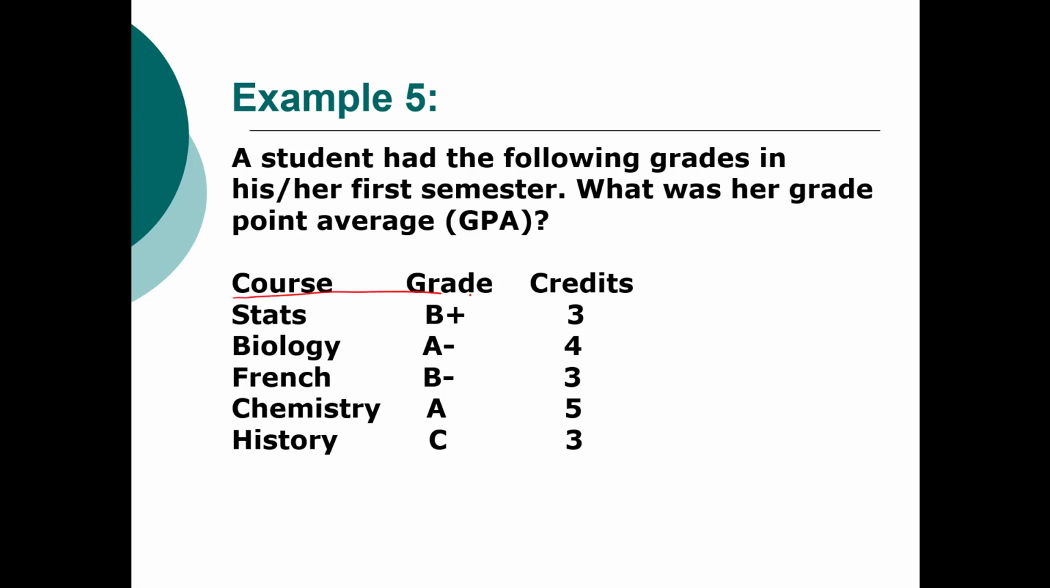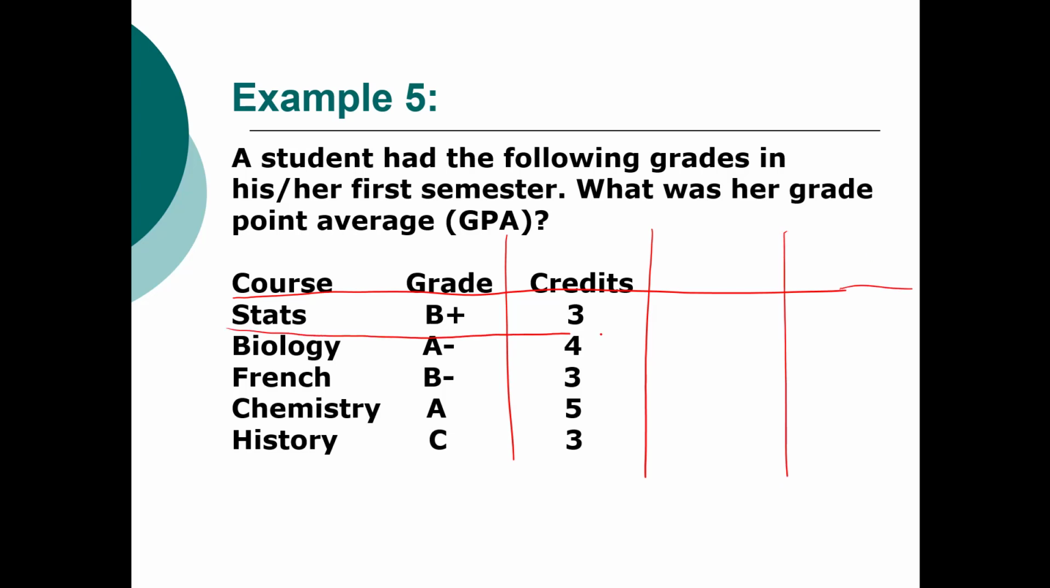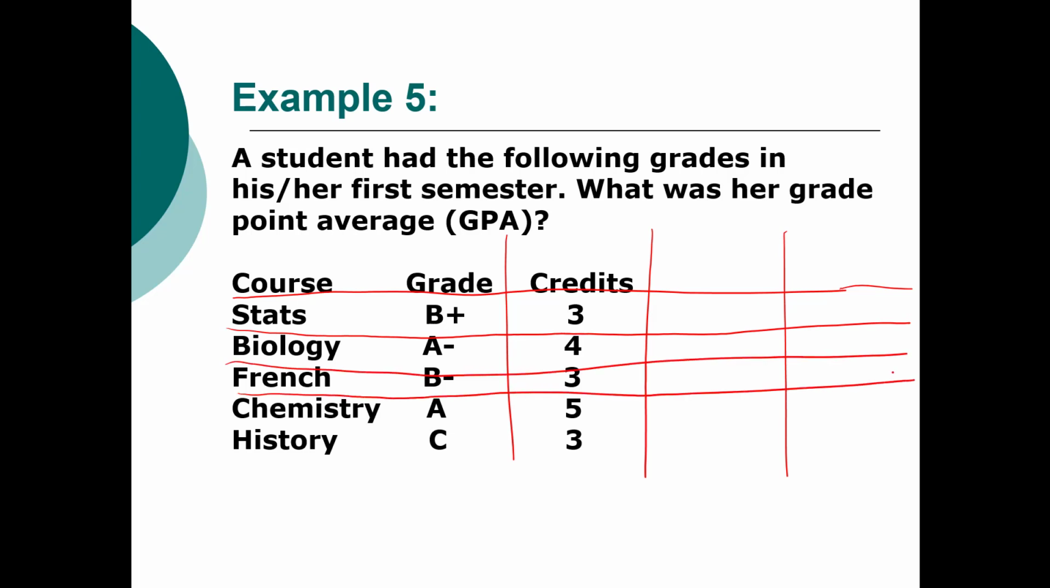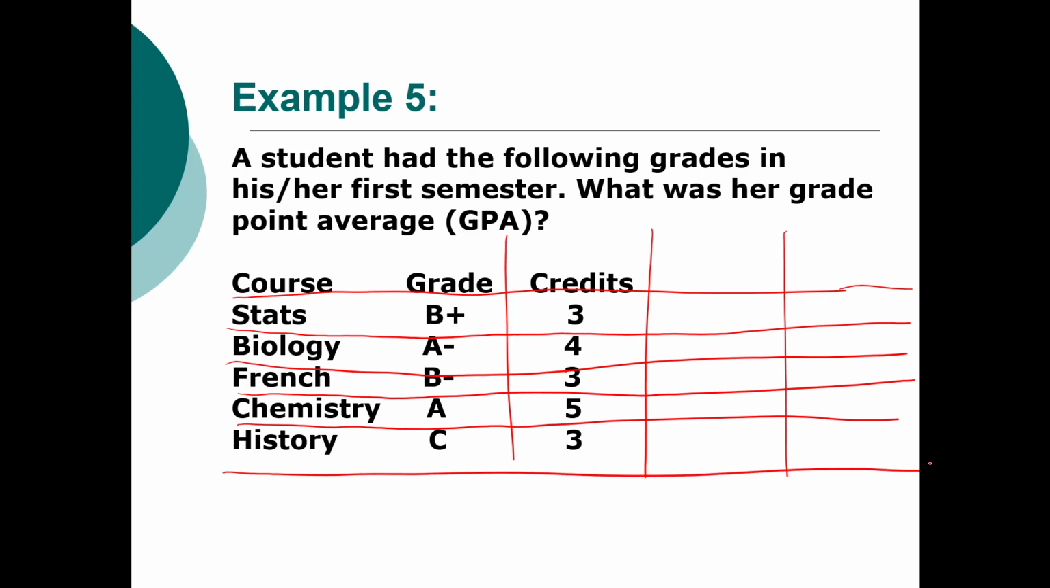So we have all these different grades. Again, typically it's better to create a table. I'm going to show you how to create a table and solve this. So stats course B+, biology A-, French B-, chemistry is A, and then history is C. This is the grade, and each grade has a corresponding quality point. Quality points is what we call X, right? And credits is what we call W.